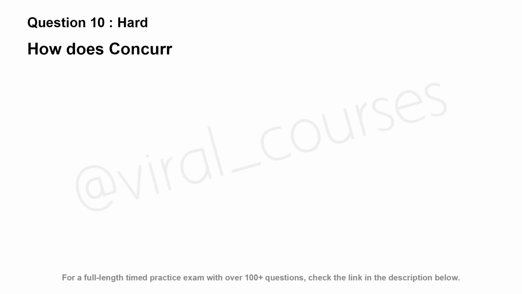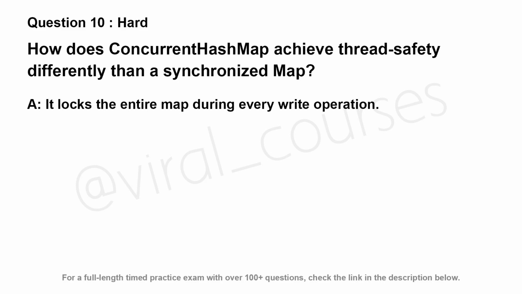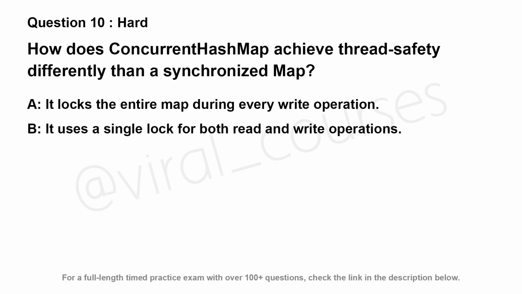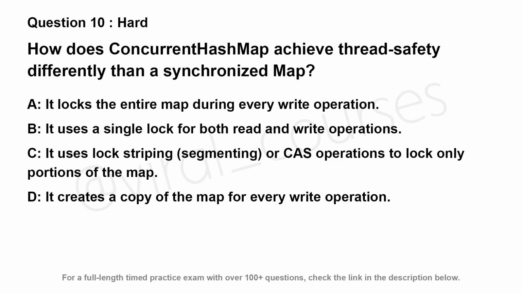How does ConcurrentHashMap achieve thread safety differently than a synchronized map? Option A. It locks the entire map during every write operation. Option B. It uses a single lock for both read and write operations. Option C. It uses lock striping, segmenting, or CAS operations to lock only portions of the map. Option D. It creates a copy of the map for every write operation.